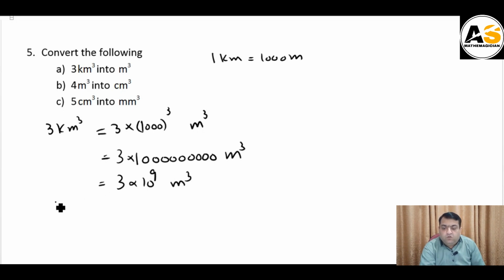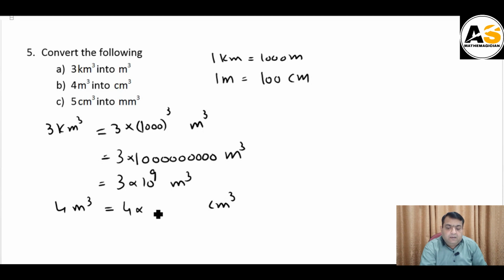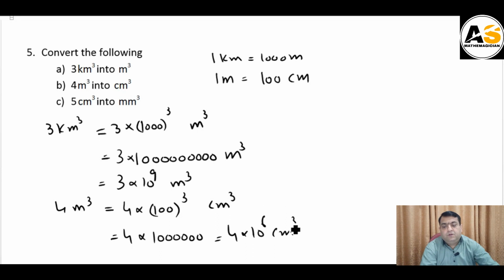Second part, 4 meter cube, we have to convert it into centimeter cube. 1 meter is equal to 100 centimeter. 1 meter cube will be 100 cube centimeter cube. This will be 4 multiplied by, or I can write it 4 into 10 raised to 6 centimeter cube. I hope this is clear.